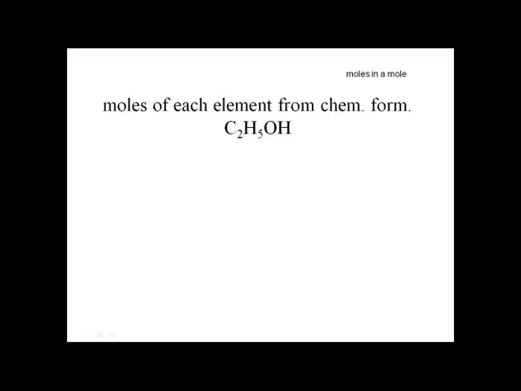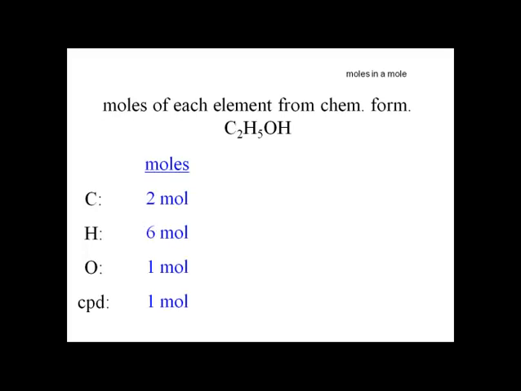We can find the moles of each element in a compound from the chemical formula. Using ethanol as an example, we can quantify carbon, hydrogen, oxygen, or the compound as a whole. CPD is our abbreviation for compound. The chemical formula tells us there are 2 moles of carbon, 6 moles of hydrogen, and 1 mole of oxygen in 1 mole of compound.